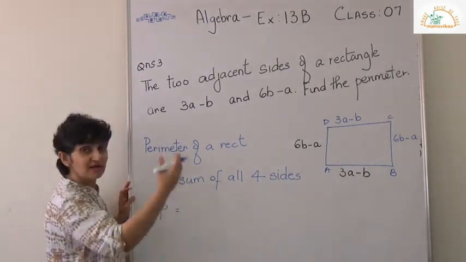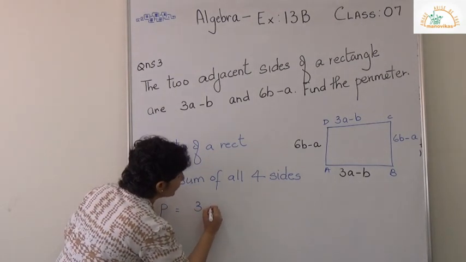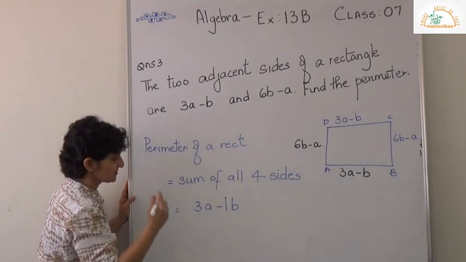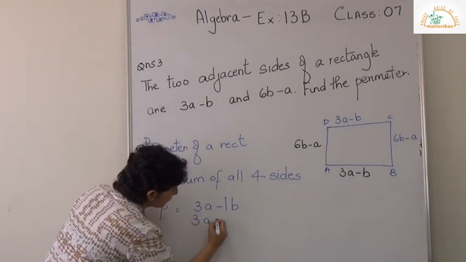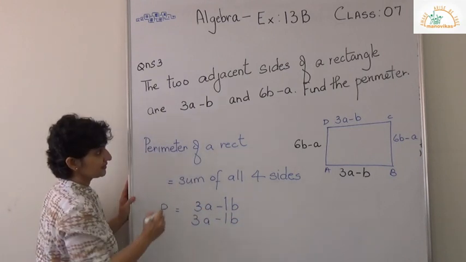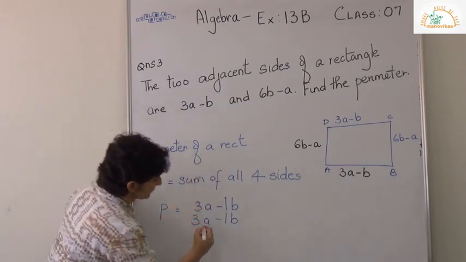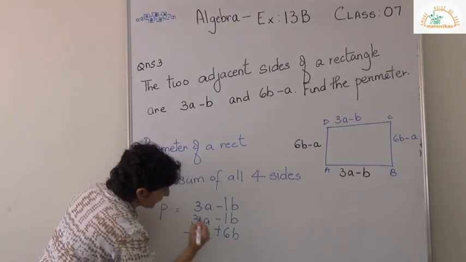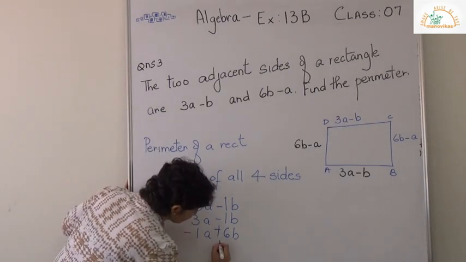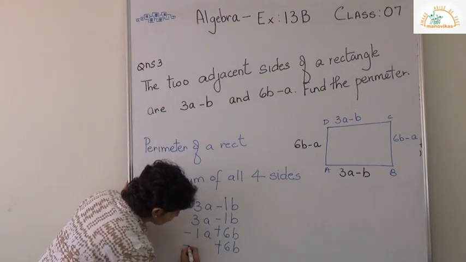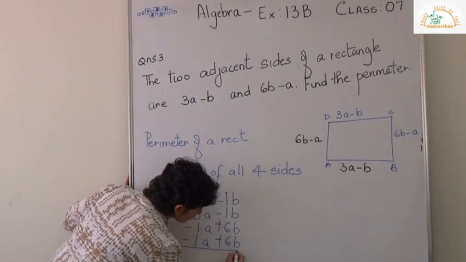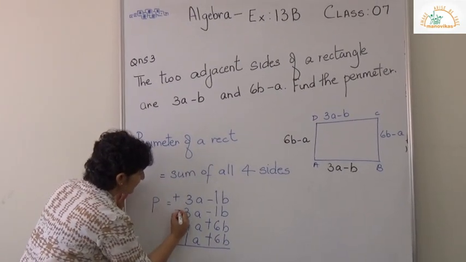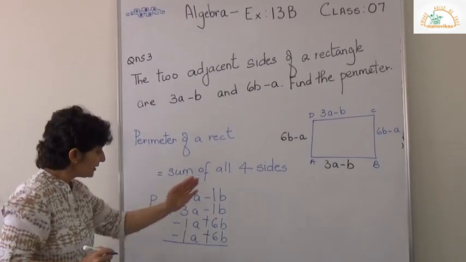So P is equal to, let's add everything. It will be 3a minus b means 1b. I know the opposite side is again equal. 3a minus 1b. Correct? Then I have 6b minus a. That means plus 6b minus 1a. I need to repeat the same thing again. Plus 6b minus 1a. Now, when I add all this, what do I get? Let's put this as plus. Let me take this to the rough column.